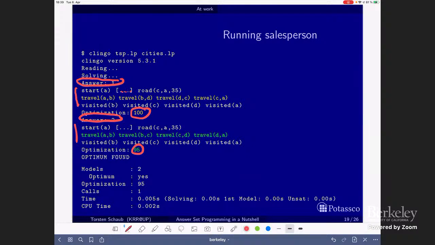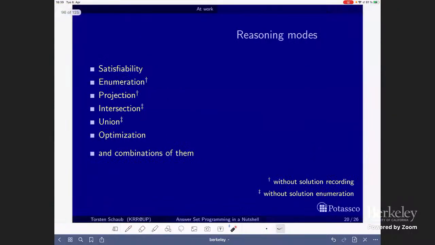Good. The other thing I wanted to mention is that in ASP, again, it's about knowledge representation and reasoning. So it's not just about satisfiability testing. You also want to enumerate models.